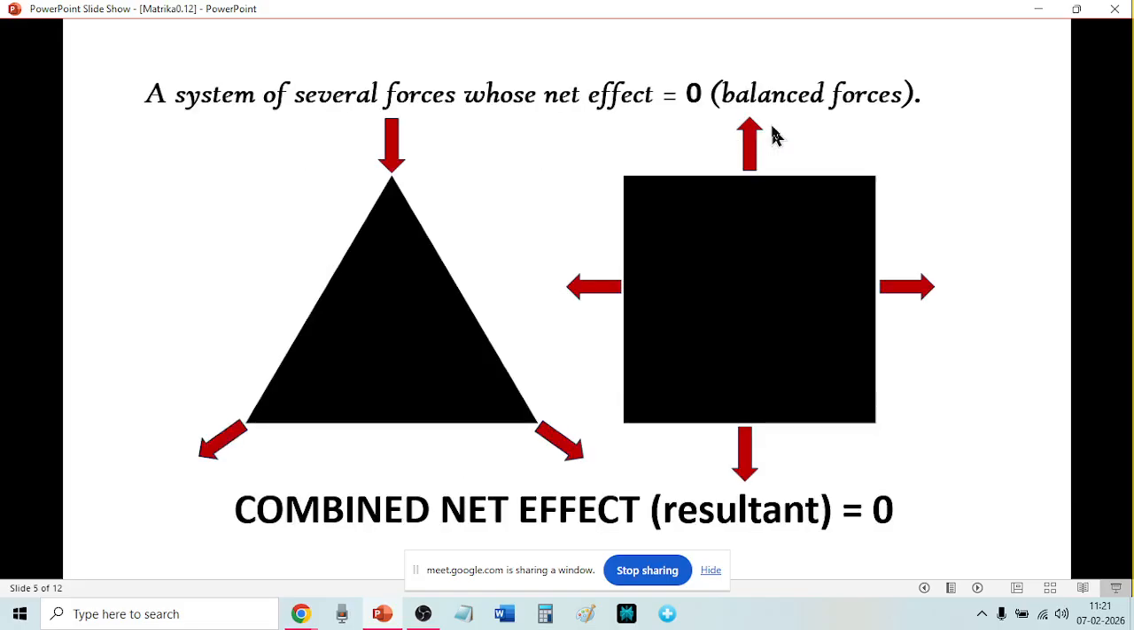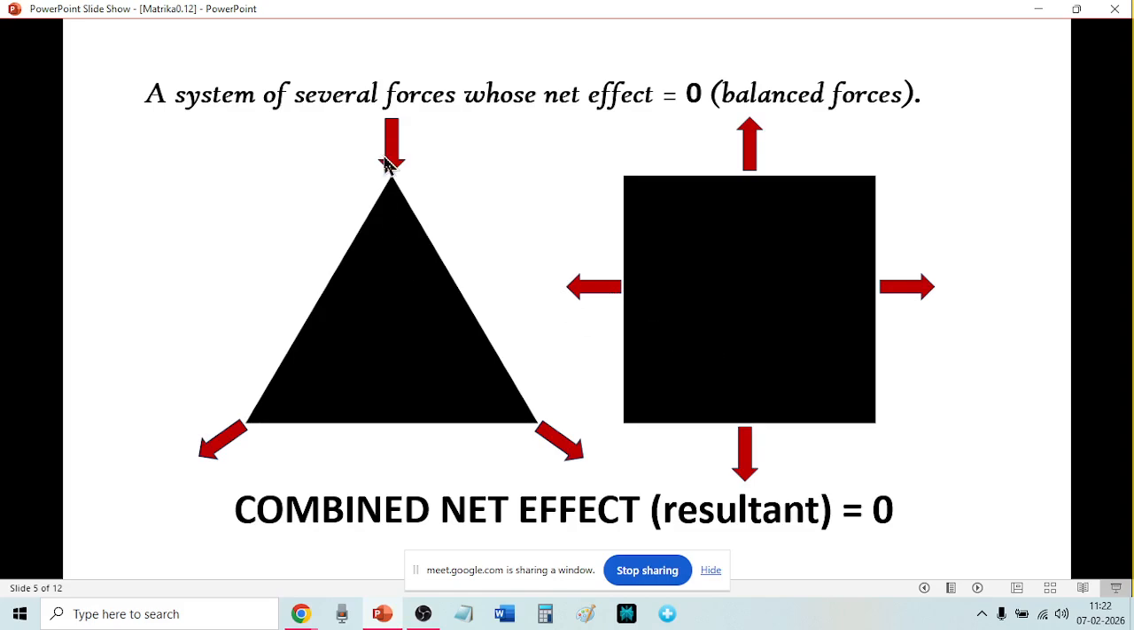A system of several forces. Now here you have three forces. Three forces in this triangle. Three forces. The total effect will be 0. Balanced forces. Here square. There are four forces. Four different forces equal. So the total effect is 0.